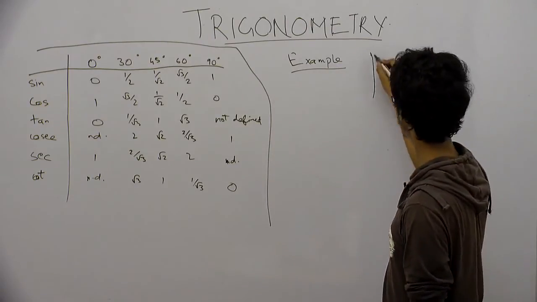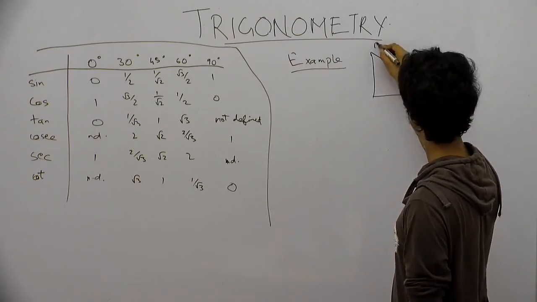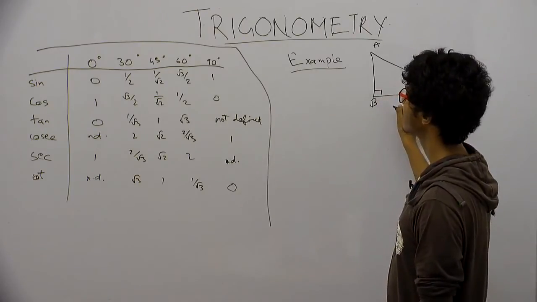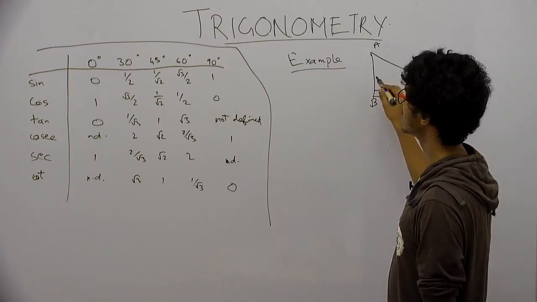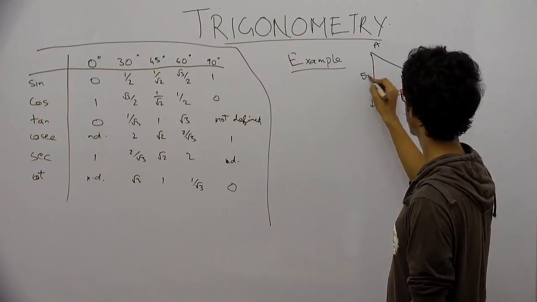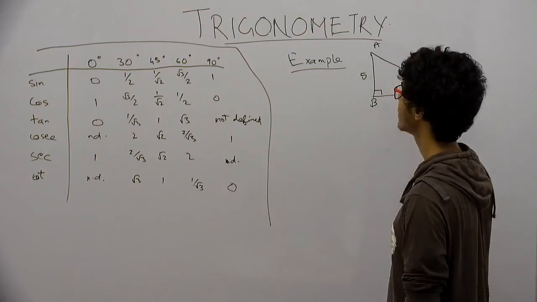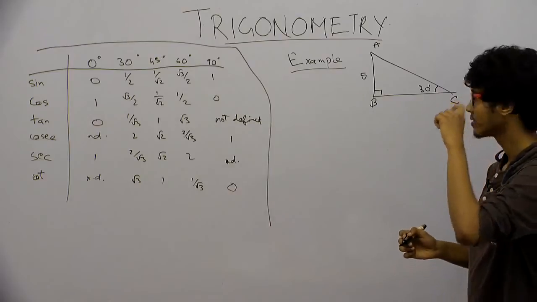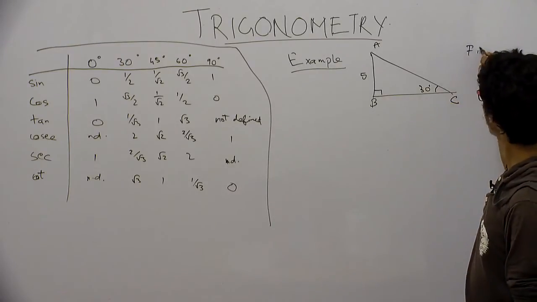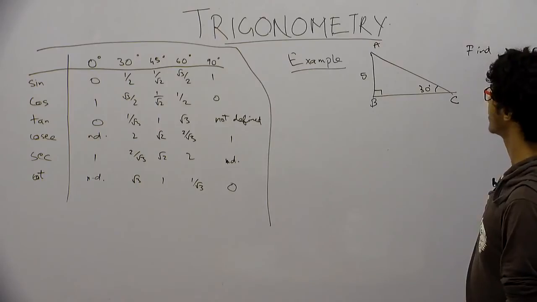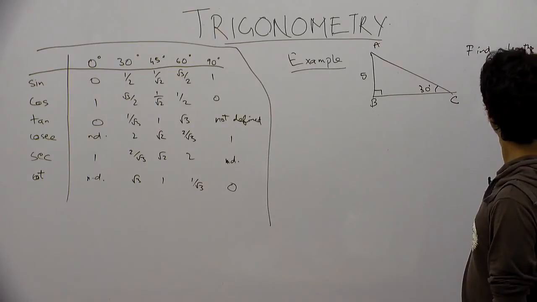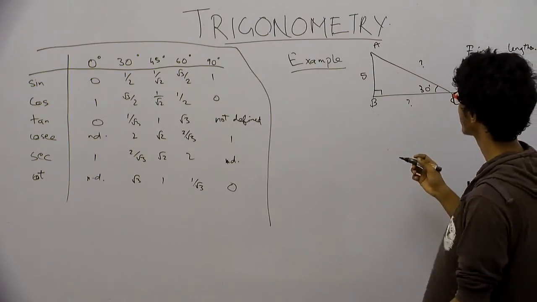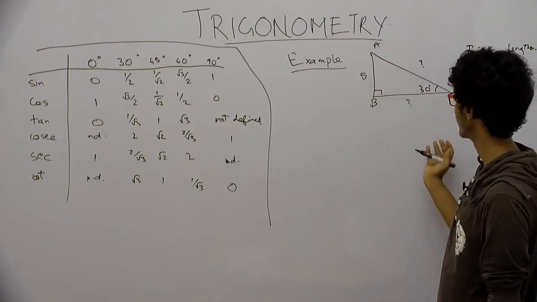We have a right angle triangle, of course, ABC, right angle at B. We are given the length of AB as 5, and we are given angle C as 30 degrees. Okay, so we have to find all the lengths. Basically, we have to find BC and AC. Now, of course, we have to use the trigonometric identities for that because we have no other information.